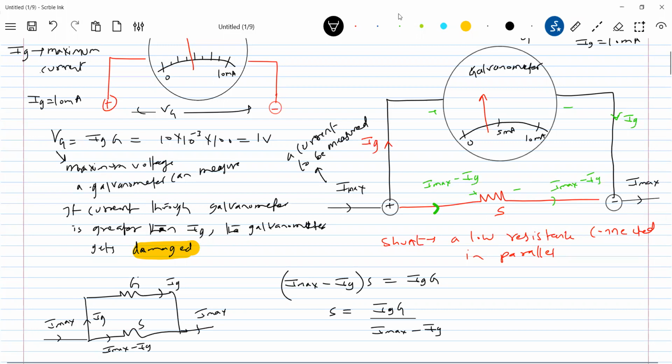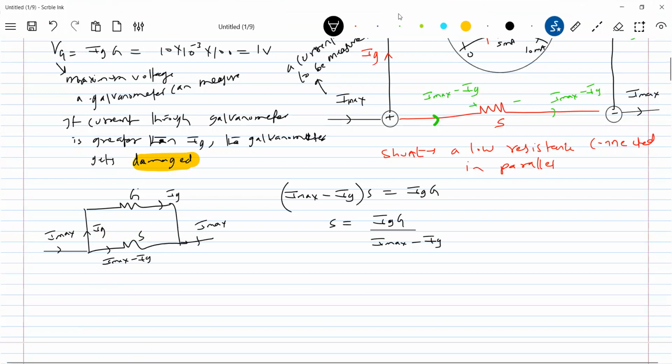Suppose the maximum current in the galvanometer, I can measure 10 milliampere. So let's go for this one. First the range is Imax equal to 100 milliamperes. It's not the maximum current of the galvanometer. Shunt, it's just a definition, nothing to do with it. So Imax equals 100 milliampere. Then what should be the value of the shunt that should be connected here?